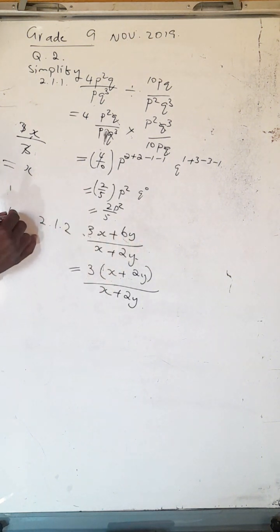The next one is 6y divided by the 3 outside. This is going to be 6 divided by 3 is 2, and then the y remains. That's why we have the 2y.